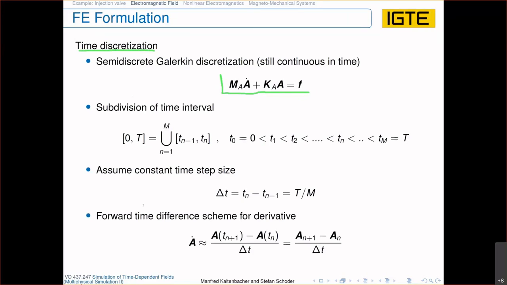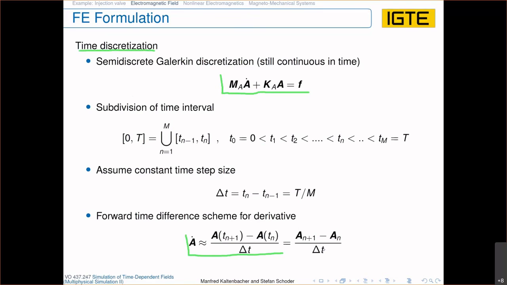For the time discretization, we apply a finite difference method, and the standard finite difference method is as shown here, that you approximate the time derivative in this sense that you evaluate the magnetic vector potential at time step Tn plus 1 minus the magnetic vector potential at time step Tn divided by the time step delta t. And that is also shortly written as A index n plus 1 minus A index n over delta t. Okay, so you see this is a simple finite difference scheme in time.